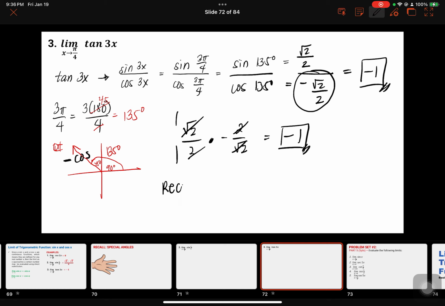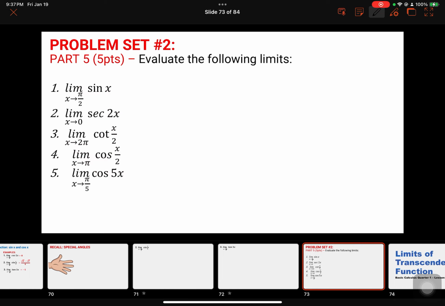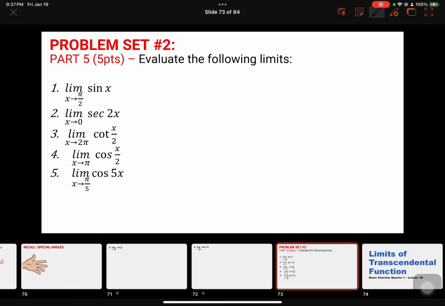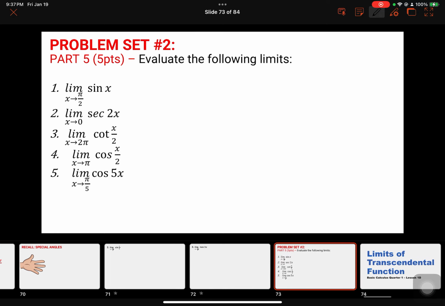Okay, so you can recall yung mga reciprocal identity, quotient, at yung Pythagorean. It will be helpful to answer your problem set. Okay, so that's the end of our discussion for limits of a trigonometric function.